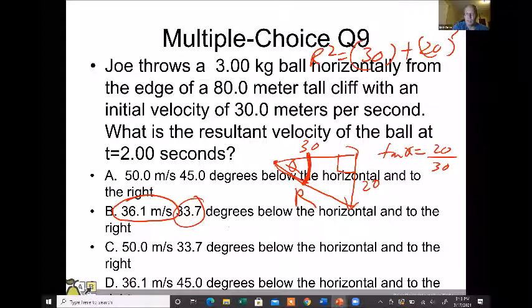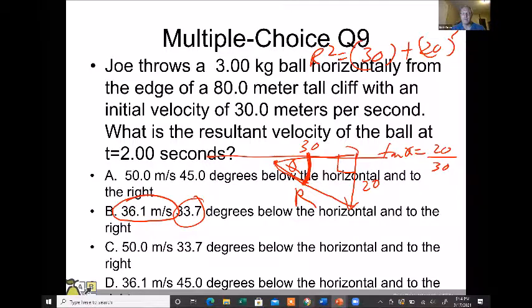And in addition to the angle measurement, you need to give some directional words to describe how that's going. So I'm saying that this thing is going to be going 36.1 meters per second at an angle of 33.7 degrees below the horizontal and to the right. There's other ways you could write that, but that's probably the most straightforward way. 36.1 meters per second, 33.7 degrees below the horizontal and to the right.